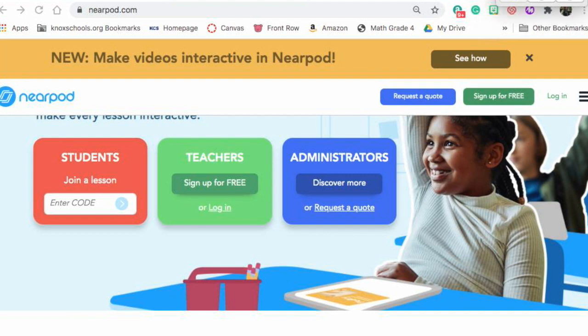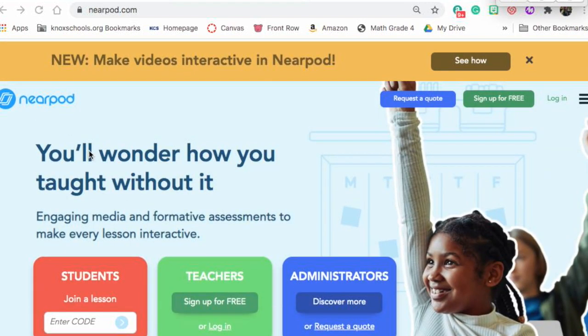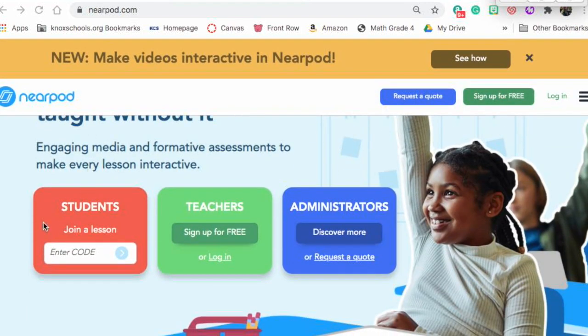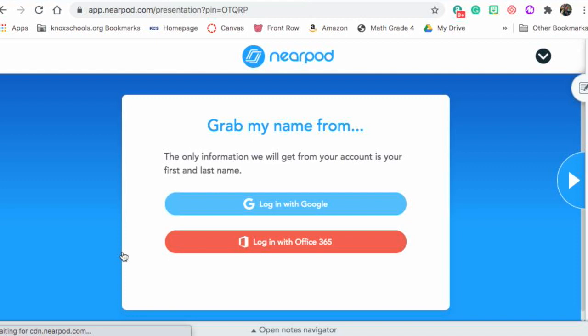So you will put in nearpod.com in your address bar, and you will be taken to a website that looks like this. And you are a student, and so you are going to be putting your code right here in the student code spot, and you'll press the blue circle with the arrow to go to your Nearpod. Now, whatever the Nearpod is that I have given you is going to be what it takes you to.